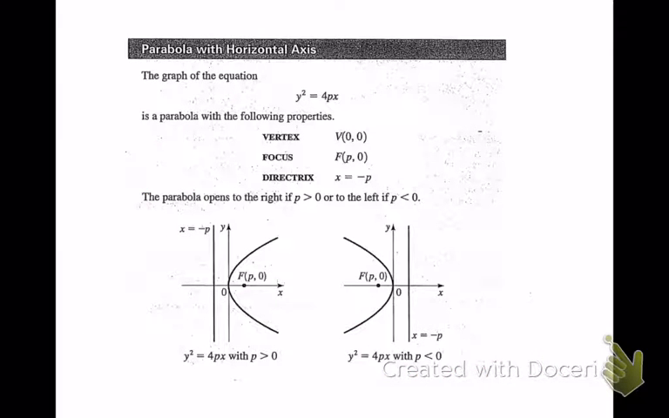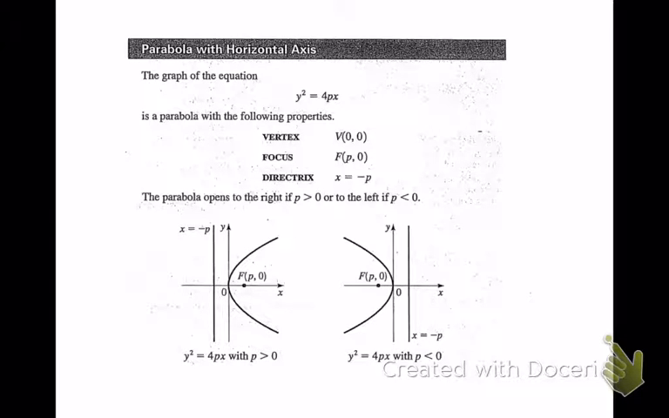A parabola with a horizontal axis is going to be y squared equals 4px. You just have to remember, when it's x squared, it's opening up or down. When it's y squared, it's right or left. So the vertex is 0, 0. The focus is now (p, 0), and the directrix is x equals negative p.